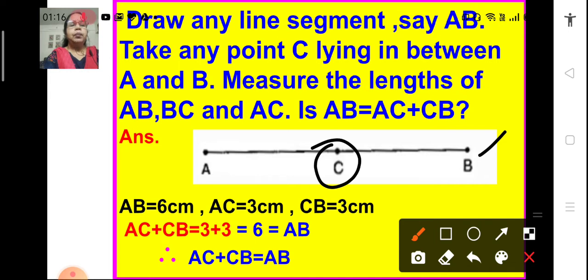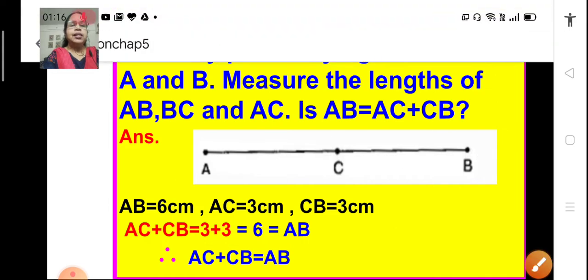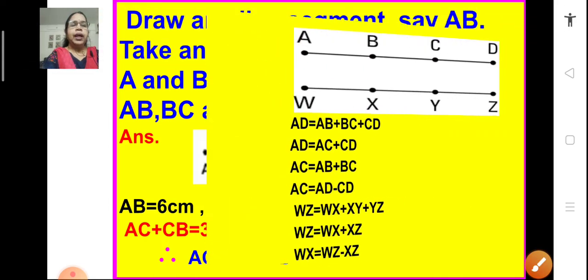So when we measure AC, if we find AC, for example, 3 centimeters and CB is equal to 3 centimeters, and when we measure AB we get it as 6 centimeters. So we know that AC plus CB will be 3 plus 3, that is 6, which is the measurement of AB. This proves that AC plus CB is equal to AB.